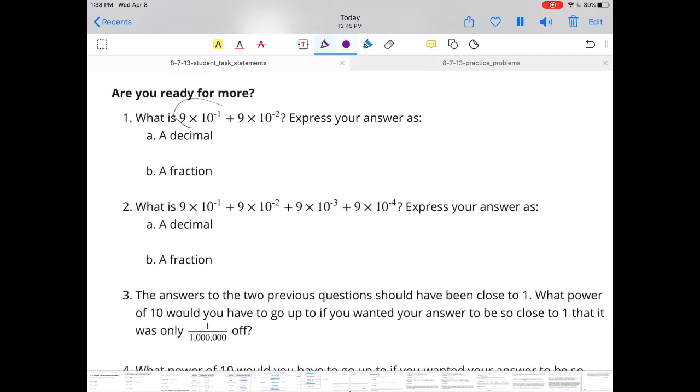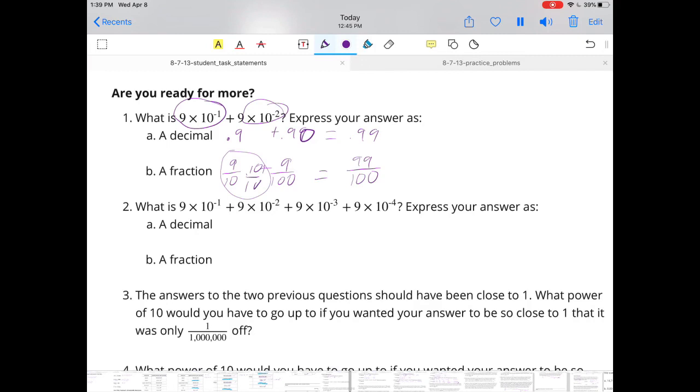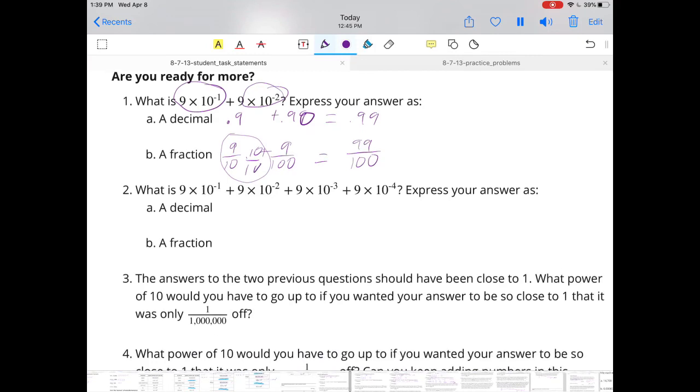And these right here, this one is just 0.9. This one is 0.99. So if you add these, 0.90. So if you add these, you get 0.99. And as a fraction, it would be 9 over 10 plus 9 over 100. And if you do the math, it actually equals 99 over 100. And if you want to know why, you multiply this first fraction by 10 over 10. 9 times 10 is 90 over 100. 90 plus 9 is 99.